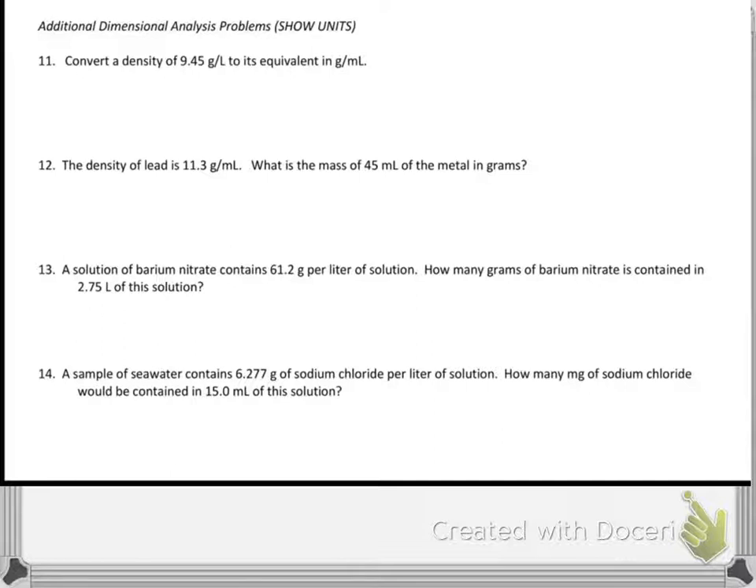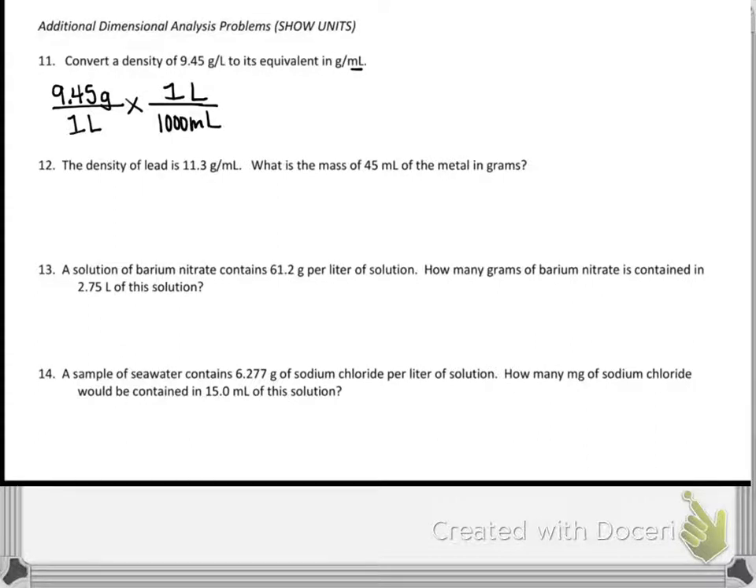So again, we're going to start off with our given, and our given is 9.45 grams. Now, this is over 1 liter. Okay, it's kind of like miles per hour. And so that's our given, and we want to find out milliliters. Okay. So we're not going to be messing with the grams at all. Okay, so we know we want to get rid of liters, and we want to end up with milliliters. Is there a direct link between liters and milliliters? There sure is. We know that 1 liter is equal to 1,000 milliliters.